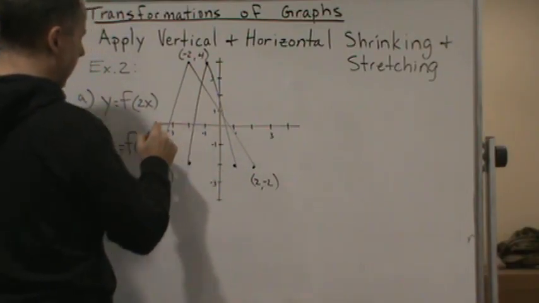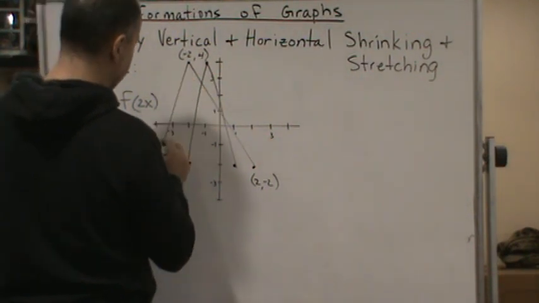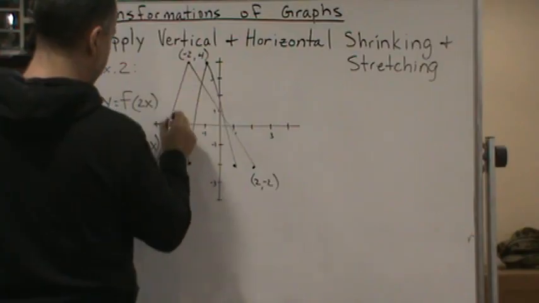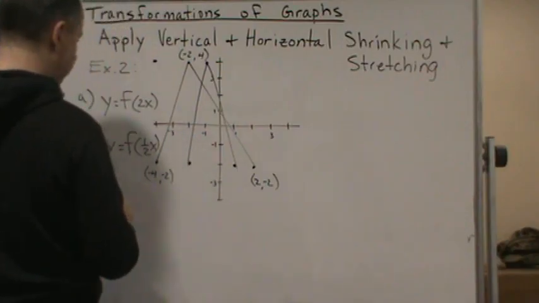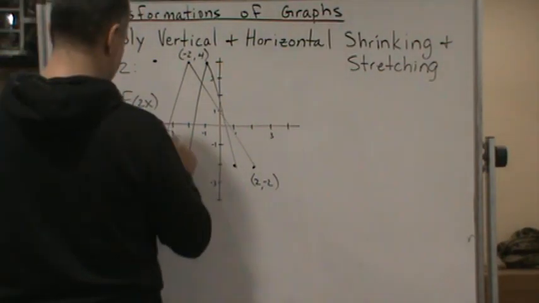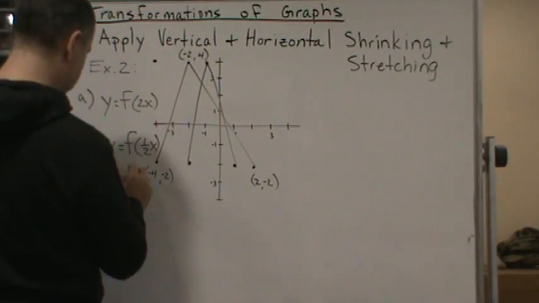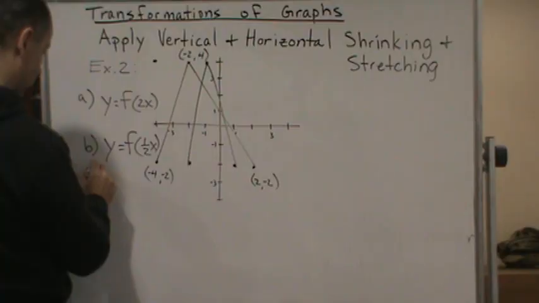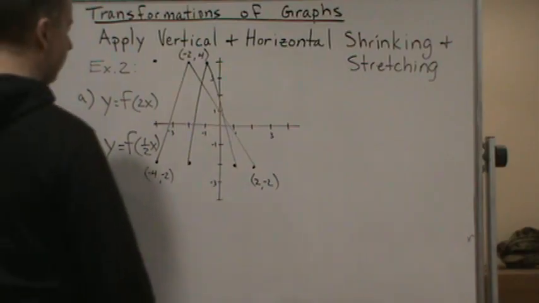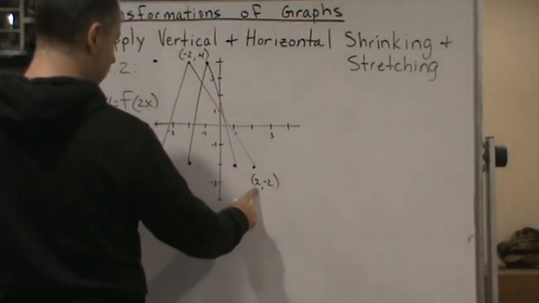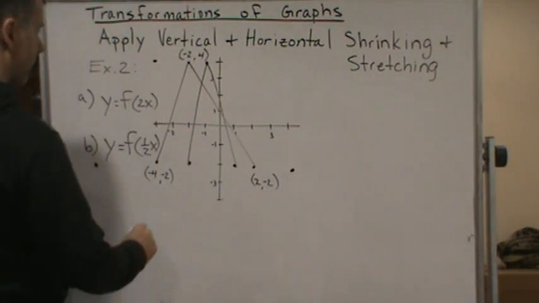So we're going to take each of the x values and now we're going to double them. So that means -2 goes to -4. And then here, -4 goes to -8. So that's going to be way out here, about right there, let's say. And then 2 goes to 4, right there. And so what happens now?